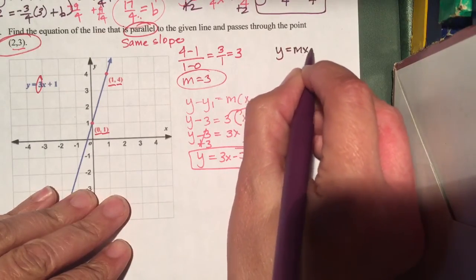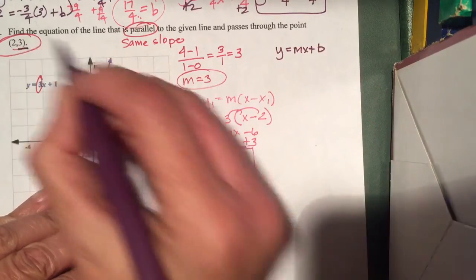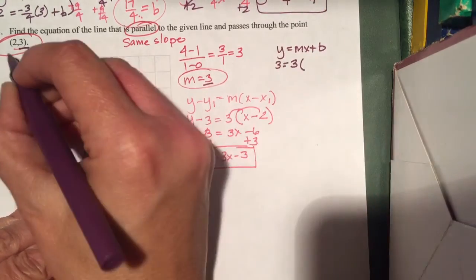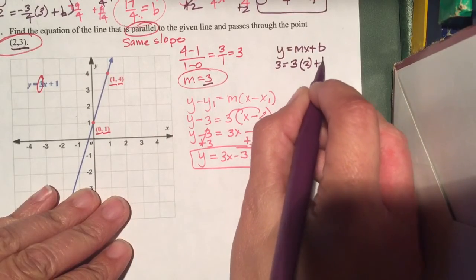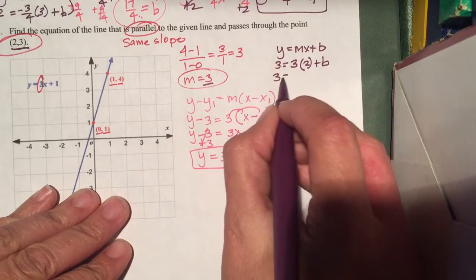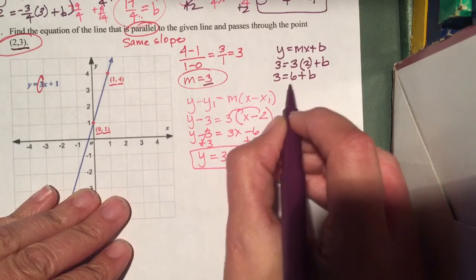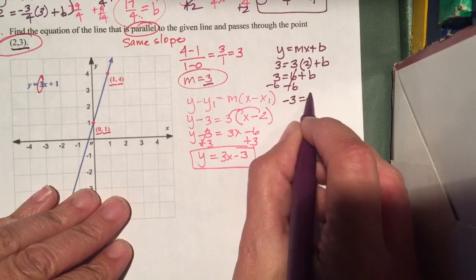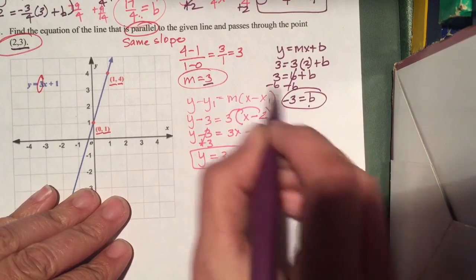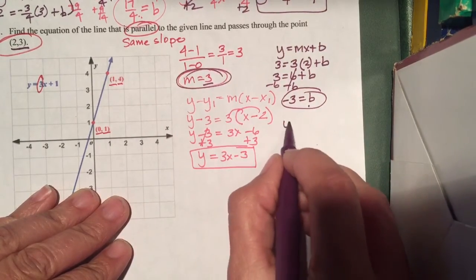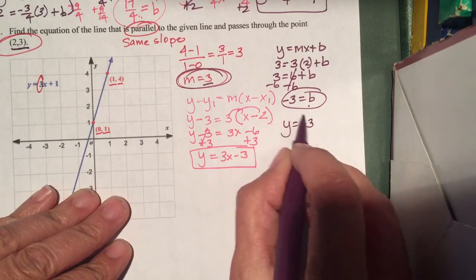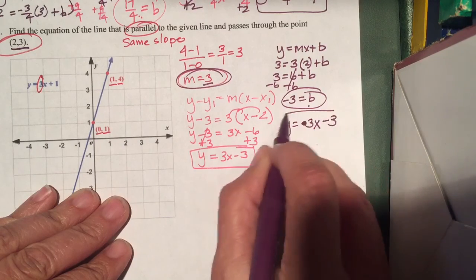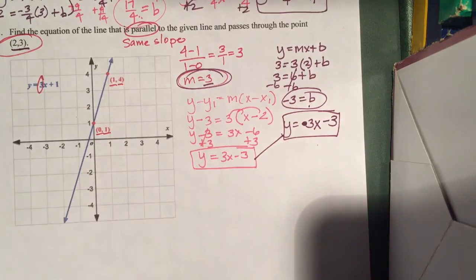Now I'm going to do it with slope-intercept. Y equals mx plus b. Y is 3. M is 3. X is 2 plus b. So 3 equals 6 plus b. And to solve for b, I subtract 6. So you get b equals negative 3. You know b is negative 3 and your slope is 3, so you would write it 3x, because positive 3, minus 3. Same equation.